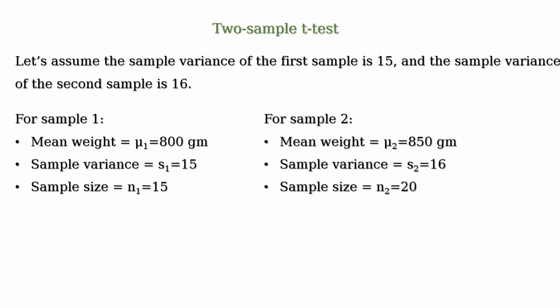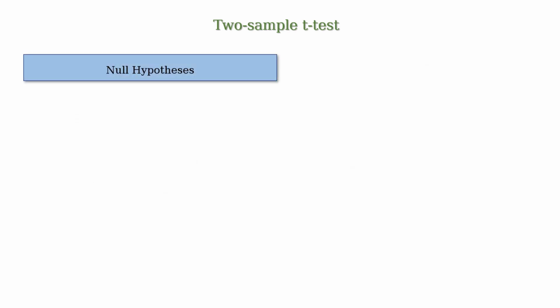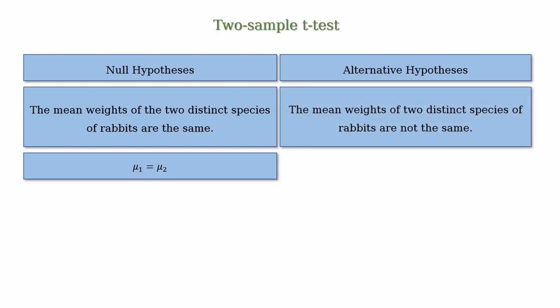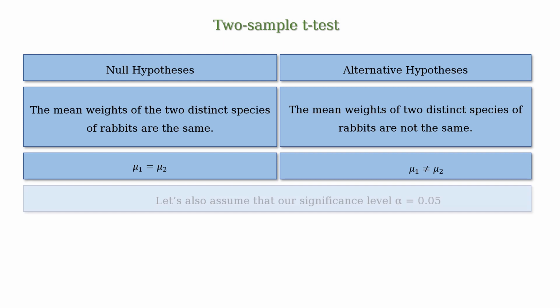Our null hypothesis in this case is that the mean weights of the two distinct species of rabbits are the same. In other words, mu1 is equal to mu2. And the alternative hypothesis is that the mean weights of the two distinct species of rabbits are not the same. In other words, mu1 is not equal to mu2. Let's also assume that our significance level alpha is equal to 0.05.